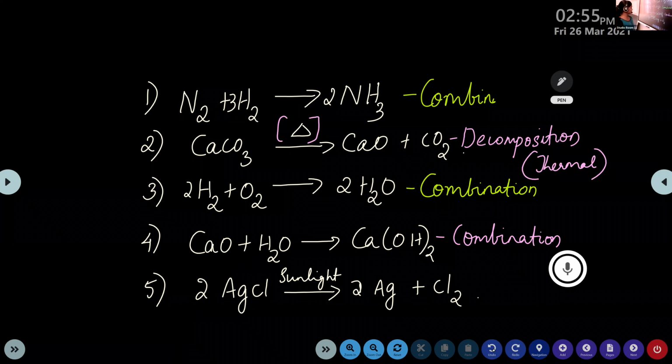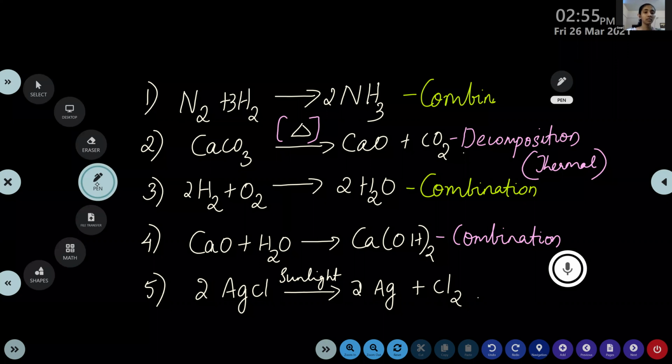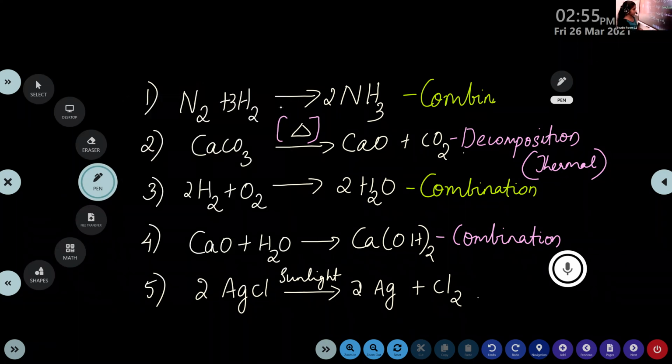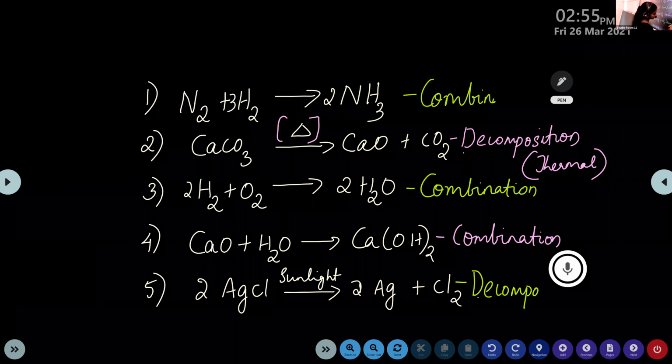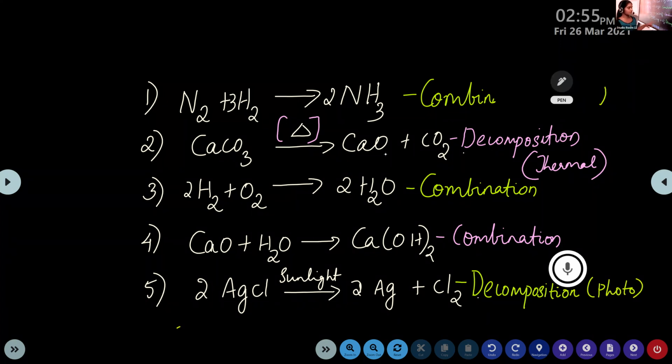Okay, then fifth question. Gauri, can you tell me? Decomposition. Yeah, which type of decomposition? Photo decomposition. Yeah, photo decomposition. Very good. If sunlight is represented in the arrow, you can identify it as photo decomposition or photolysis. Okay, clear? So now you are able to identify different types of reaction.